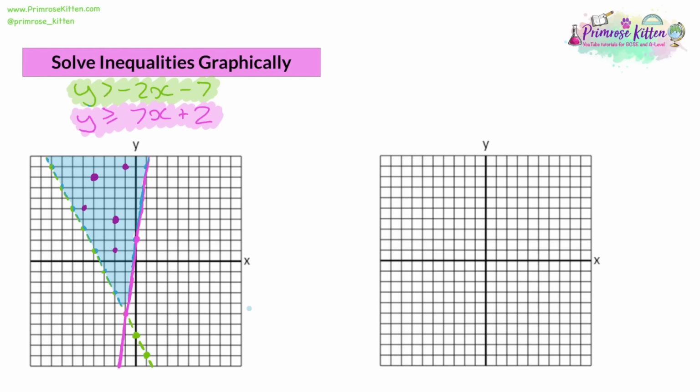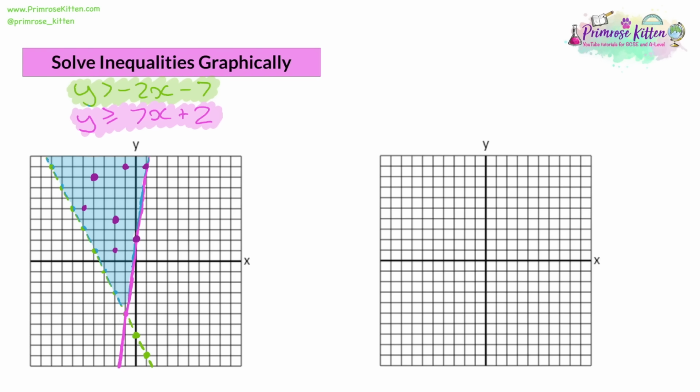Now, what about the dotted line and the thick line? With the thick line, you're allowed to have coordinates that are on the line. With the green line, you are not allowed coordinates on the line. So when it's greater than or equal to, you're allowed coordinates on the line. Any coordinate on the pink line is fine. If it's just greater than, then you're not allowed any of the coordinates directly on top of the line. So that's something really important to take into account.